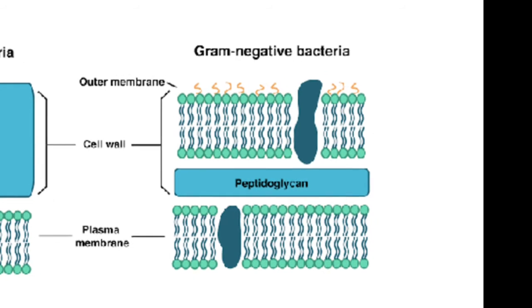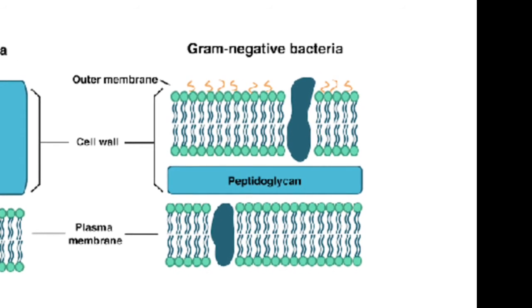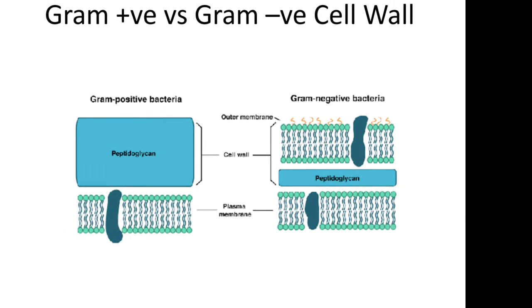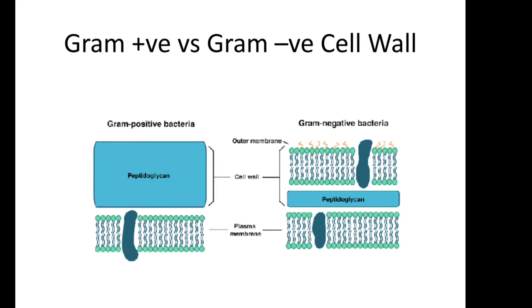In the case of gram-negative bacteria, you can see here this plasma membrane, and in the middle the peptidoglycan, and in the outer layer again the lipid bilayer and some protein fragments in it. So there are two lipid bilayers and a peptidoglycan layer is sandwiched between them. That is the difference between gram-positive and gram-negative bacterial cell wall.